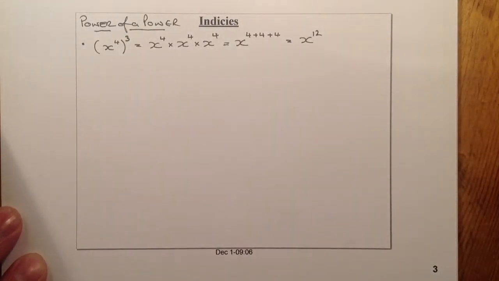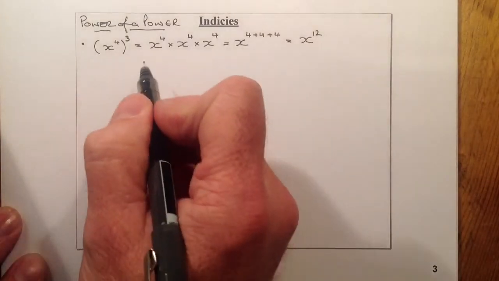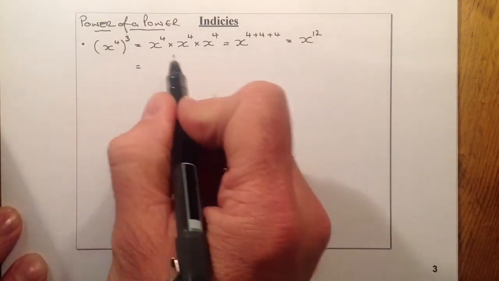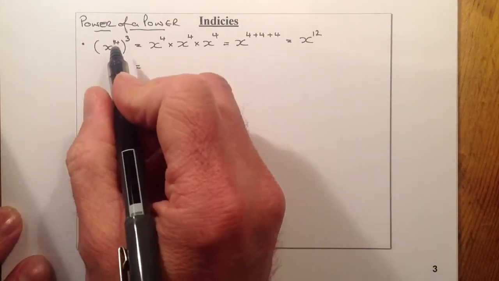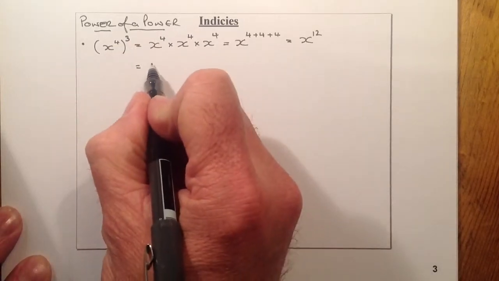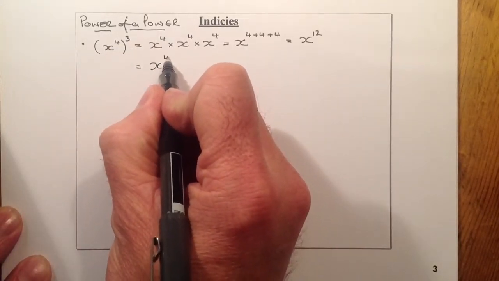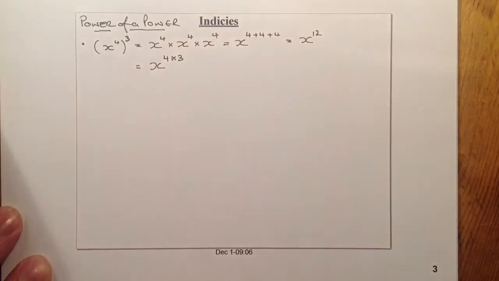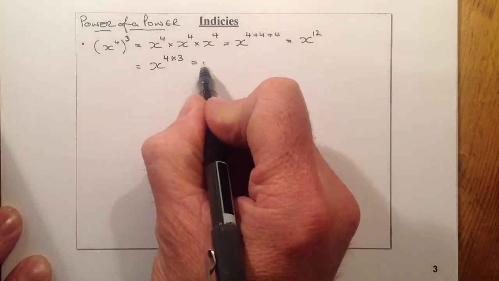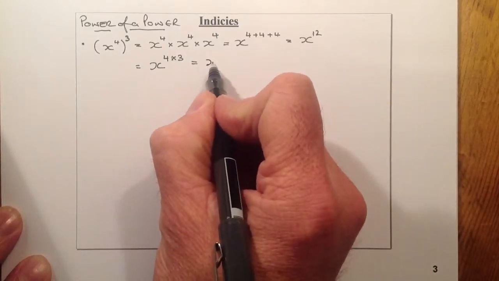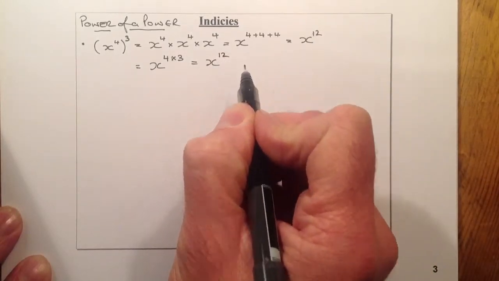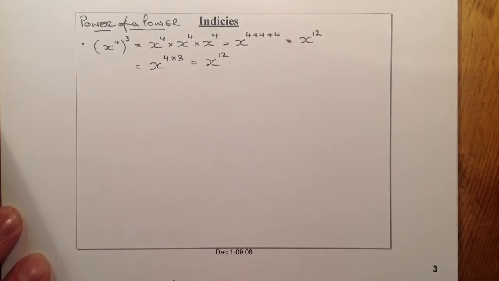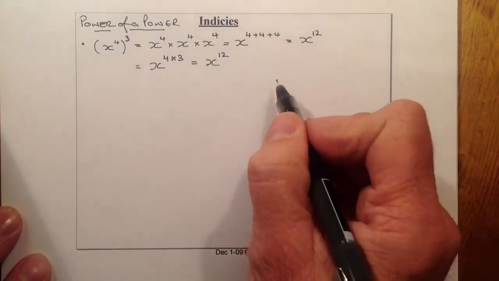Okay, but a more simplified way of doing that would be to take this first of all, and all I need to do is to remember that the power of a power rule would be x to the power of 4, and what I'd be doing is I'd be multiplying by the 3. And from there, what I should get is the same answer as I have up there, which would be x to the power of 12. So what that shows me is the other rule that we're going to have to remember.